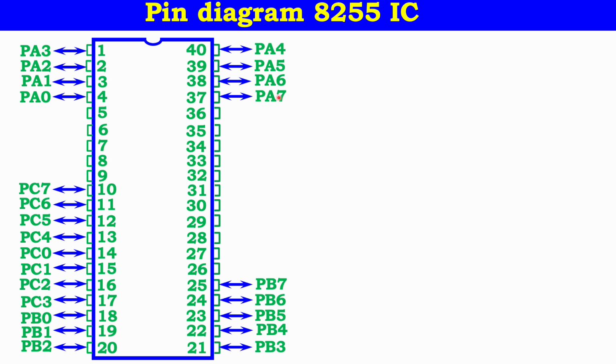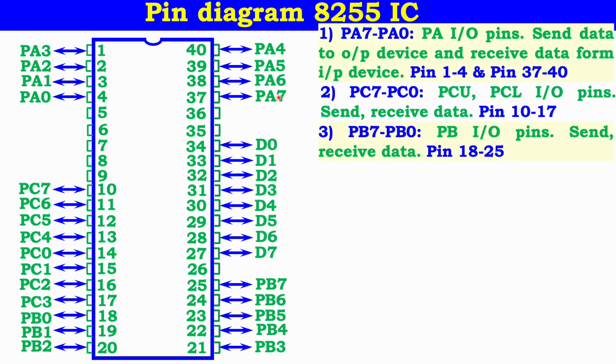Next are the data pins. The data pins are connected here. Now all 8 into 4, 32 pins are over. Now let us see how all these pins function.